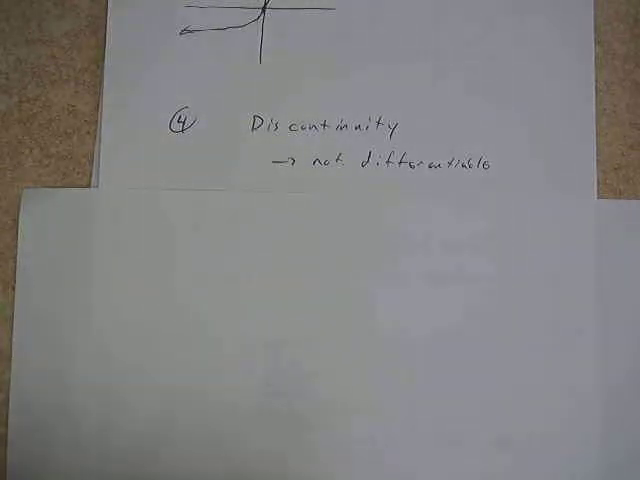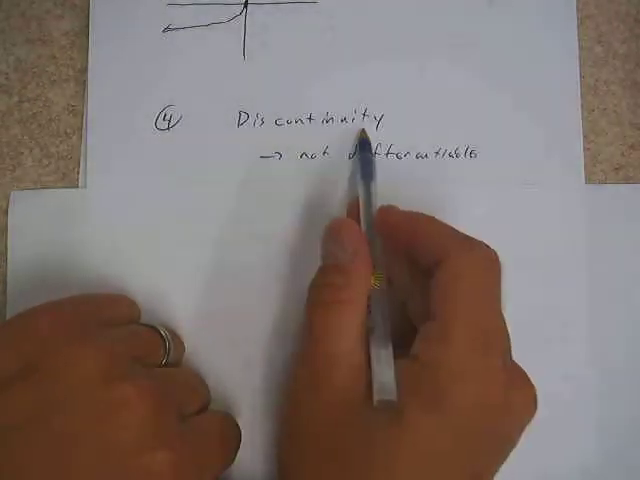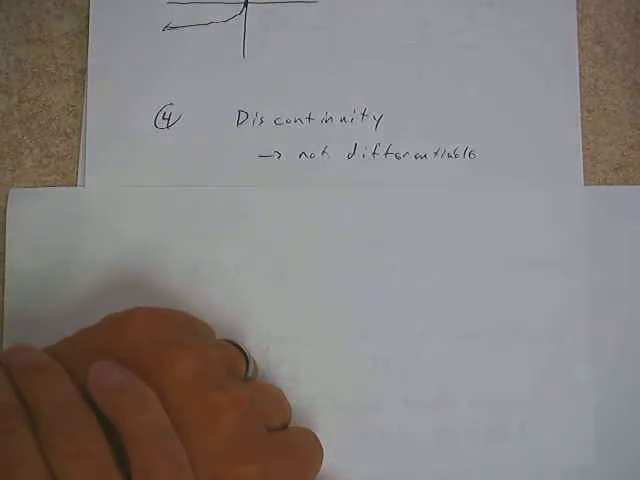Okay, then finally, the fourth situation that gives us a non-differentiable point for a function would be the fact that there's a discontinuity. So any of our discontinuities that we've studied, jumps, infinite, removables, etc., if there's a discontinuity, then the function is not differentiable at that point.